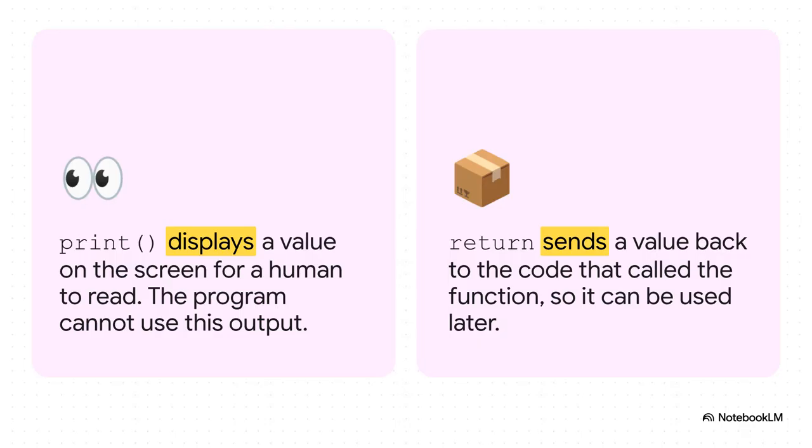Now this is something that trips up almost every beginner, so let's make it super clear. Print is for us, the humans. It's like shouting something out loud so we can see it on the screen. The program can't really do anything with that. But return is like passing a secret note back to the program itself. It hands a value back that the code can then catch, save, and use in the next step. One is for showing, the other is for using.